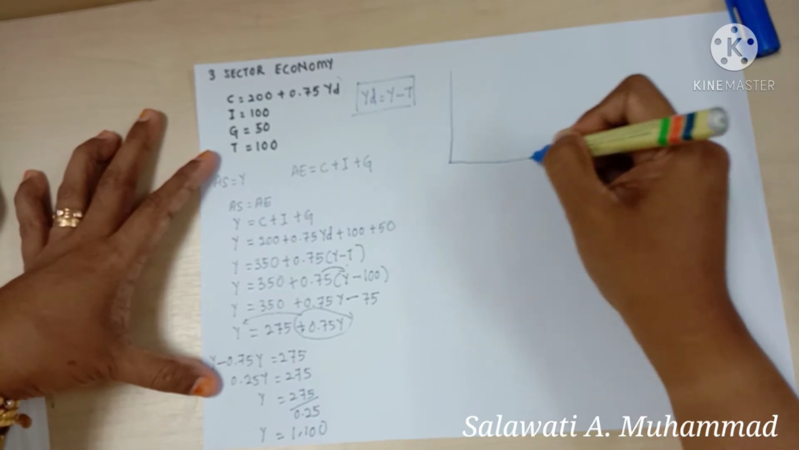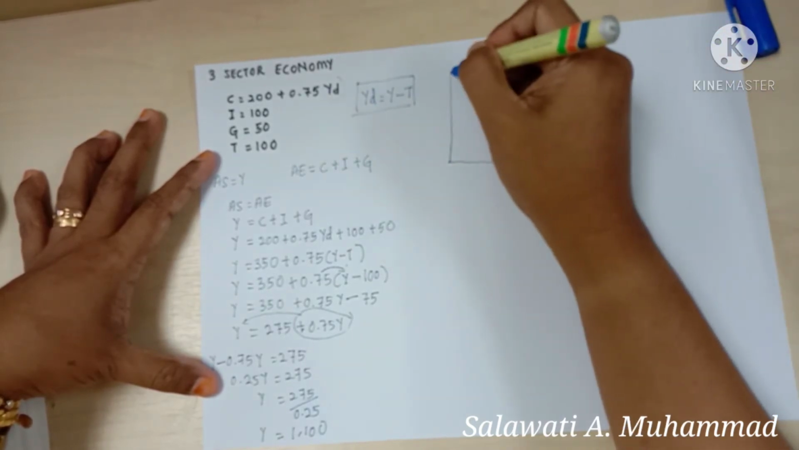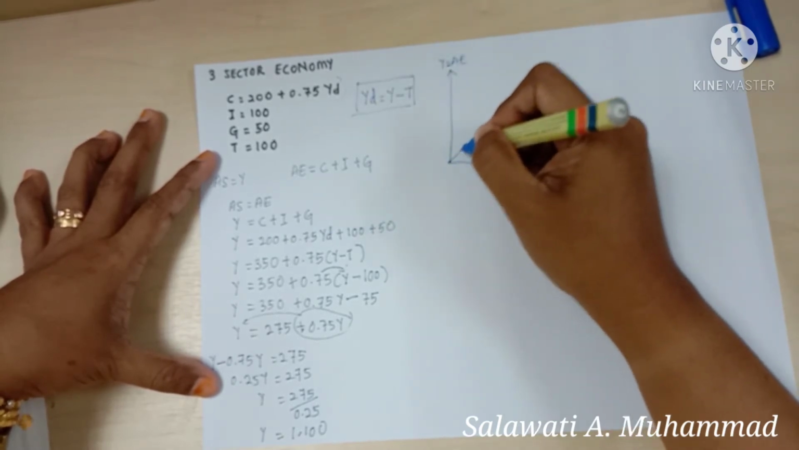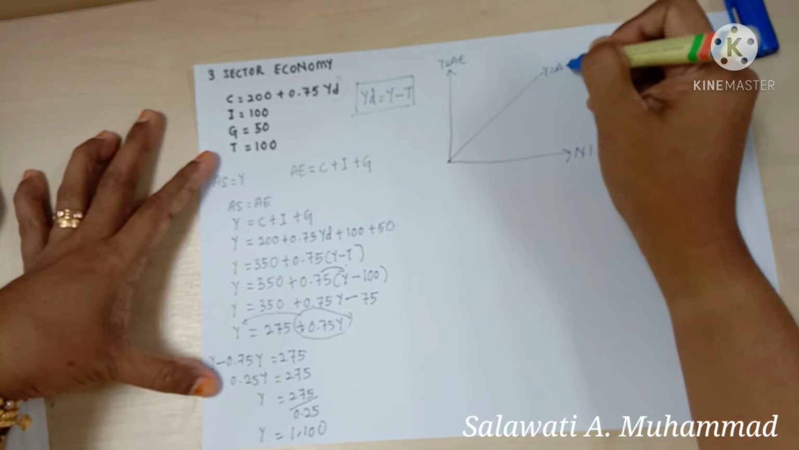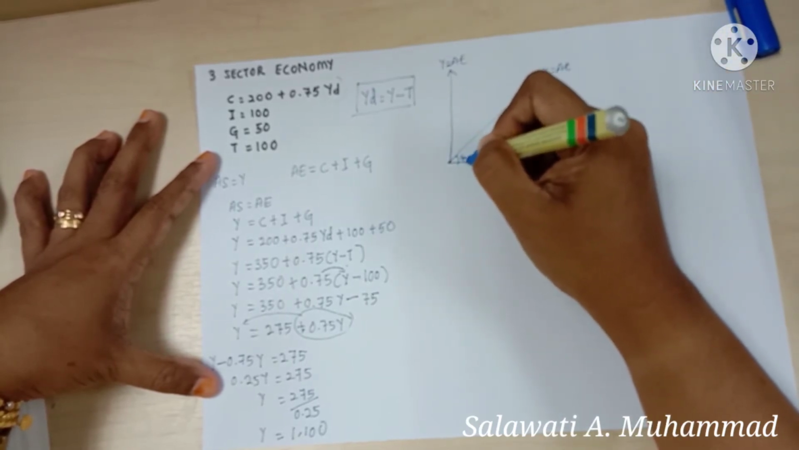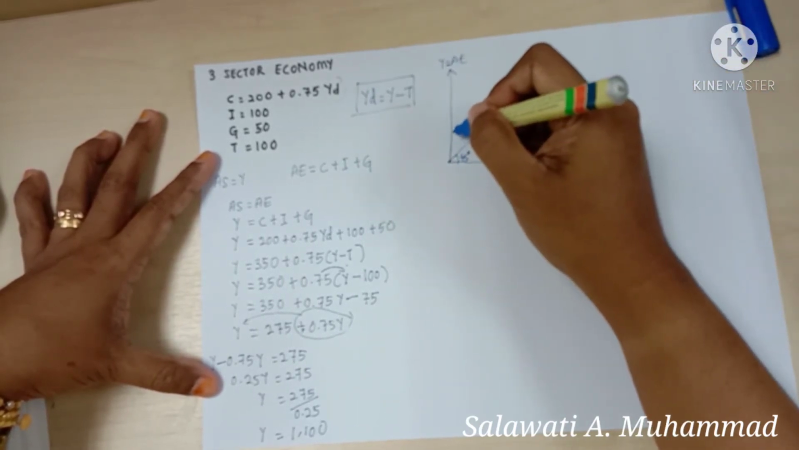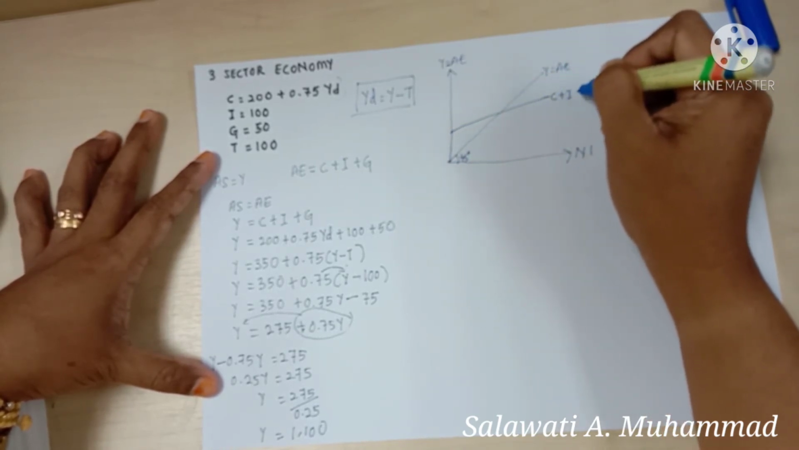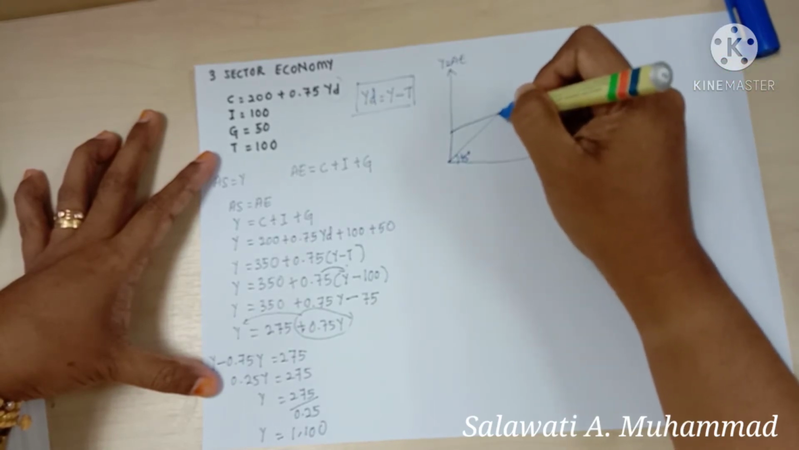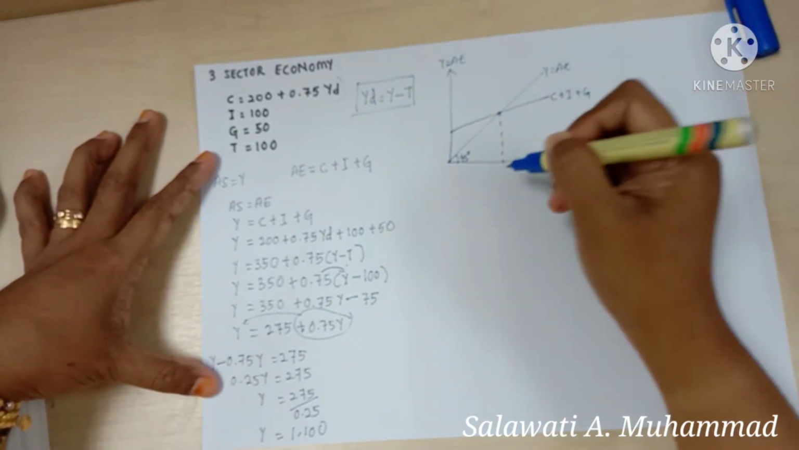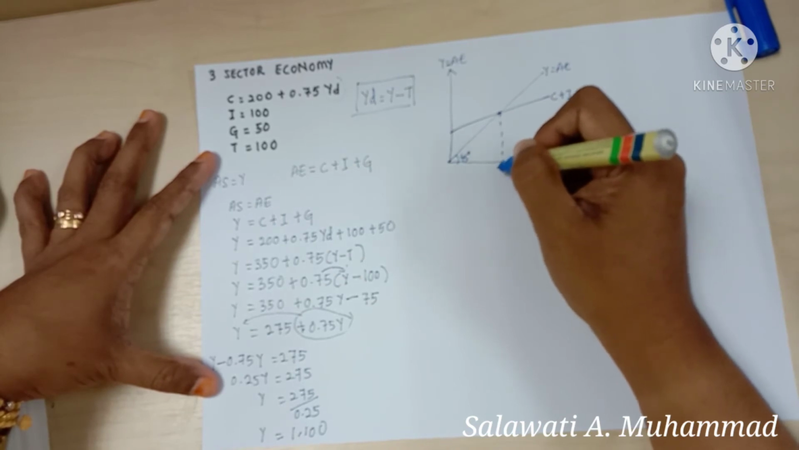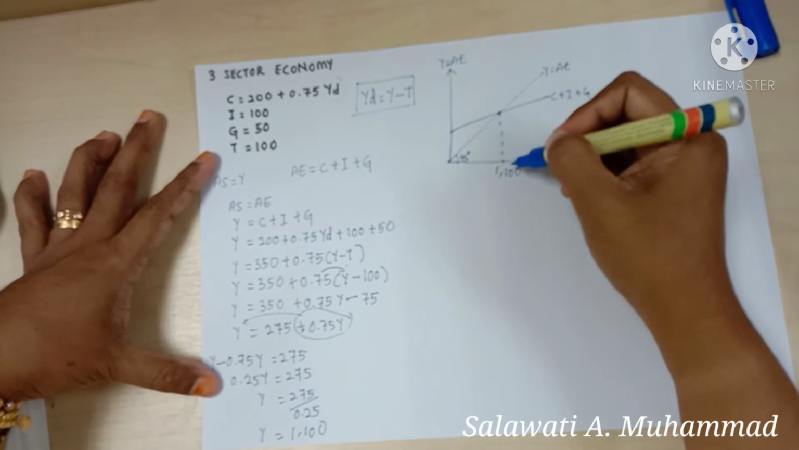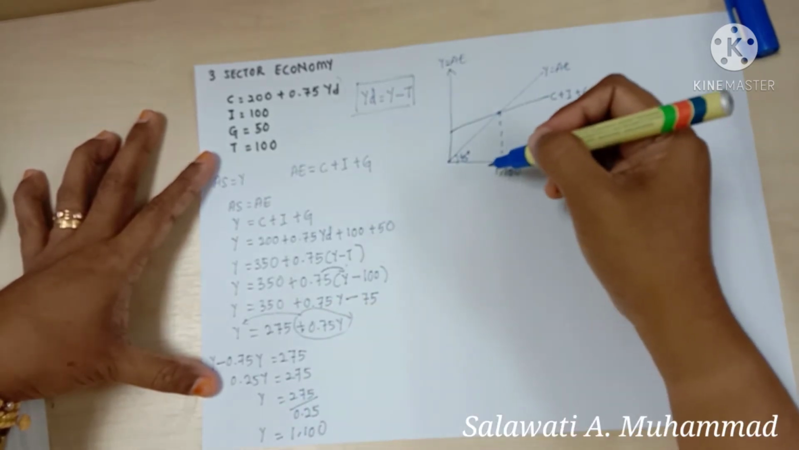Okay, so next we draw our equation. We draw our diagram here to show our national income. So this is y equal AE. This is the 45-degree line. So we have here C plus I plus G. So our equilibrium here, the amount of y here should be 1100. Yes, using this amount.